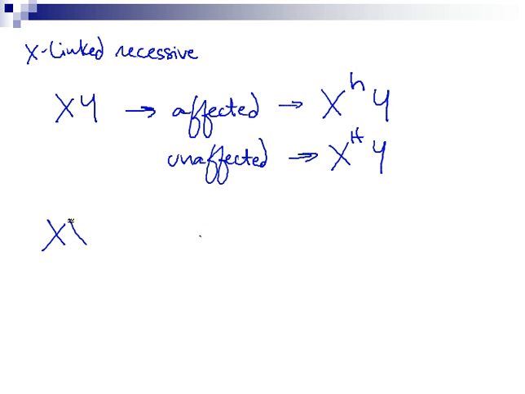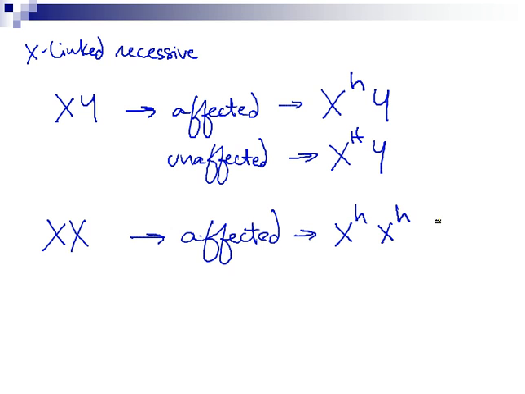For women it's a little more complicated. Remember, women are XX. So if we look a little more closely, an affected female will be X little h, X little h. Remember that one of these X little h's came from mom, the other one came from dad, which means that if dad contributed this X little h, and dad only has X and Y, then dad must have had this condition as well.